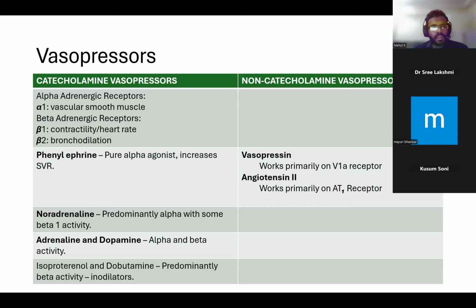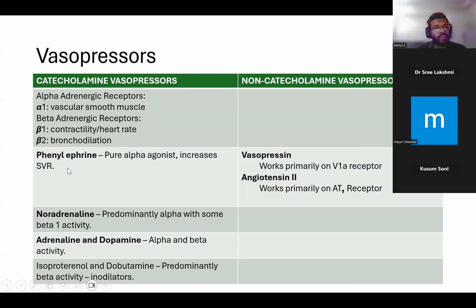Catecholamine vasopressors act on alpha 1, beta 1, and beta 2. Alpha 1 is going to cause vasoconstriction. We have beta 1 and beta 2. Beta 1 is what is going to increase your heart rate and contractility, and beta 2 is what causes your bronchodilation.